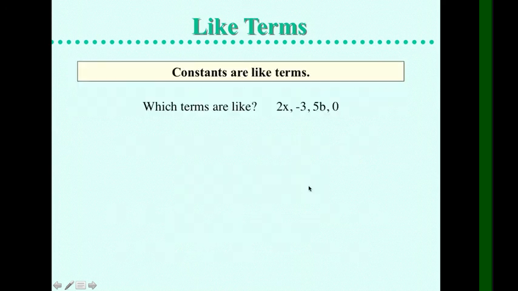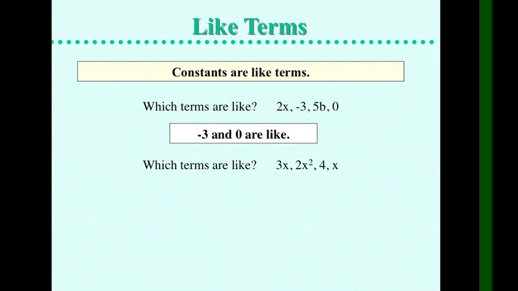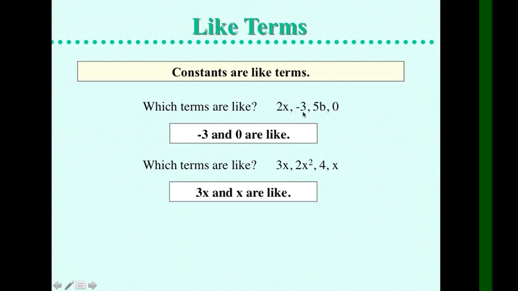Okay, another is the constant. Constants are like terms. Which terms are like? So dito, 2x, negative 3, 5b, and 0. So, ang like terms ay negative 3 and 0. These are constant terms. Constant sila.